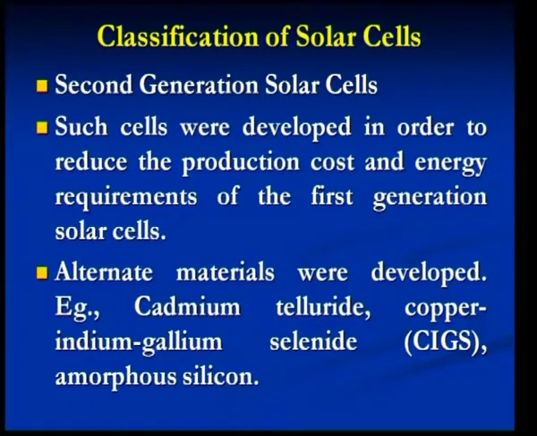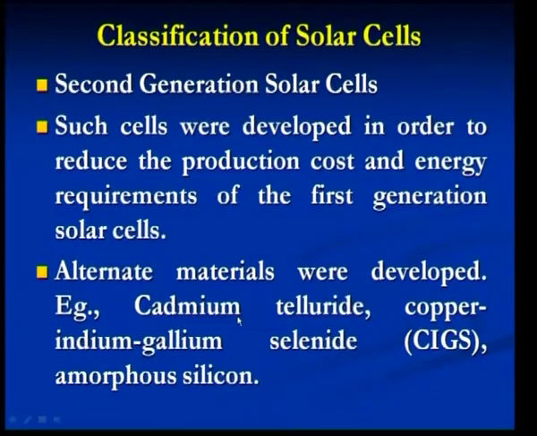Then came the second generation solar cells. Such cells were developed in order to reduce the production cost and the energy required for the manufacture of the silicon based solar cells that were made in the first generation. Alternate materials were developed during this second generation period. For example, cadmium telluride, copper indium gallium selenide, shortly called CIGS, amorphous silicon, or various alternate materials that were tried for functioning as a photovoltaic cell.